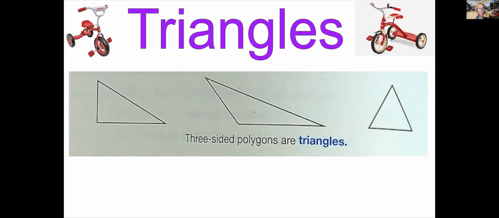The first type of polygon is a triangle. A triangle has three sides. That's why I put these little bikes here, because that's a tricycle. A tricycle has three wheels. Well, a triangle has three sides. So that's a certain type of polygon.